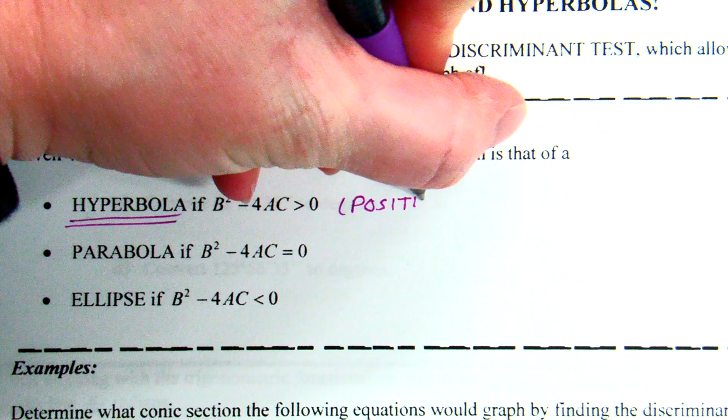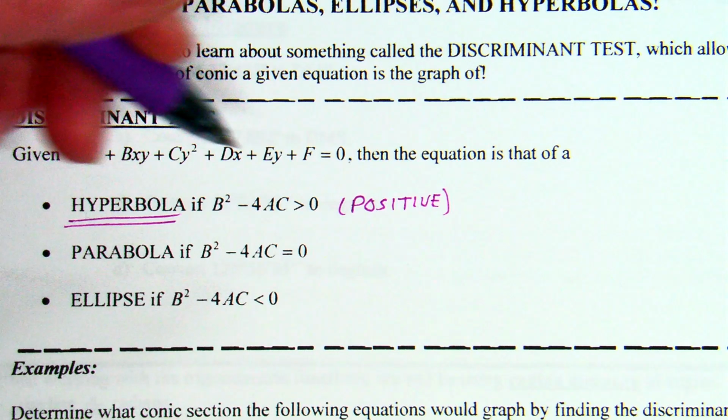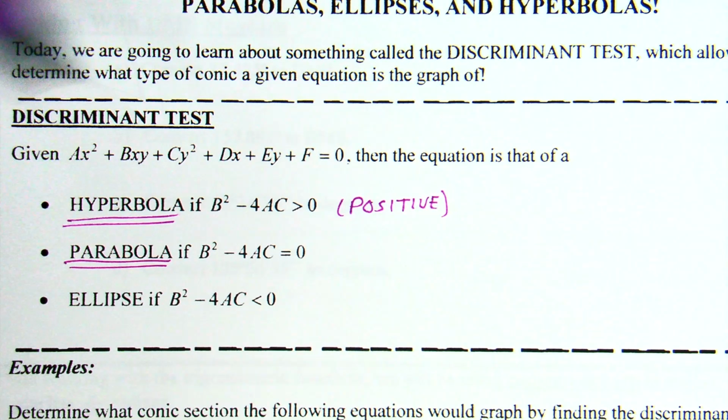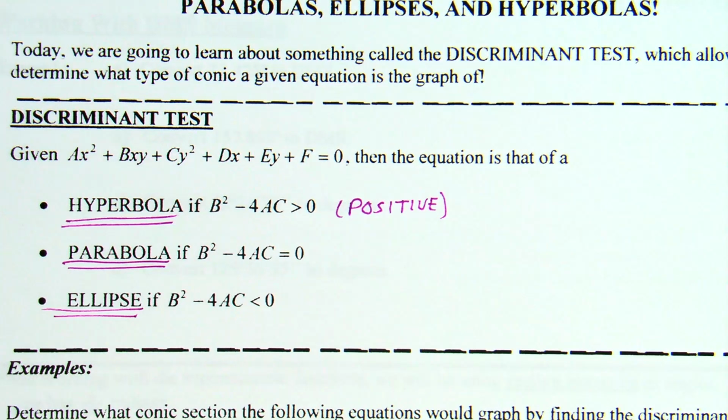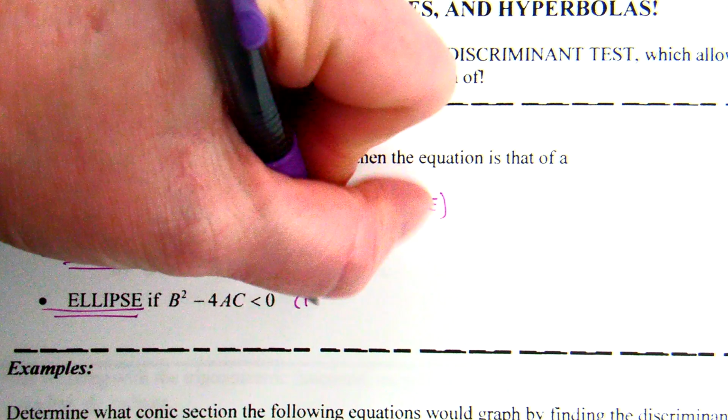If you work b squared minus 4ac and it equals 0, then you have a parabola. And if b squared minus 4ac is less than 0, you have an ellipse. What do I mean less than 0? Negative.